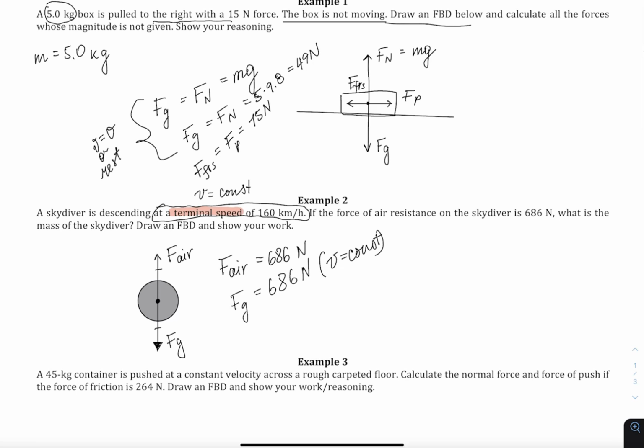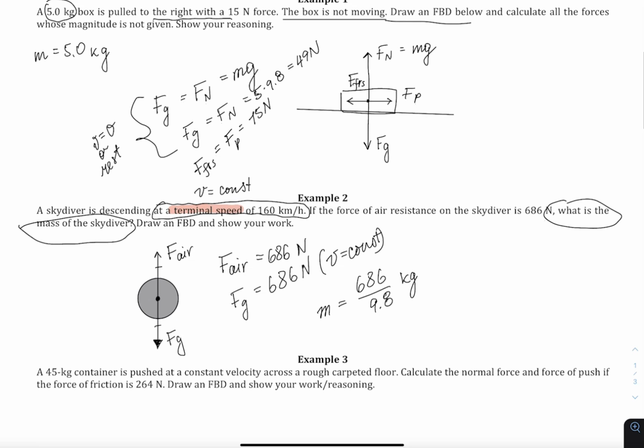And then, what is the mass of the skydiver? The question is, mass will be 686, which is the value for force of gravity, divided by 9.8. And whatever that is will be measured in kilograms.